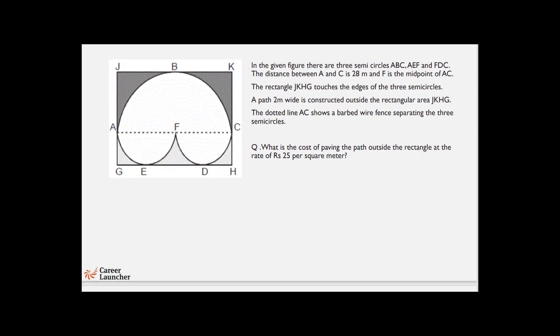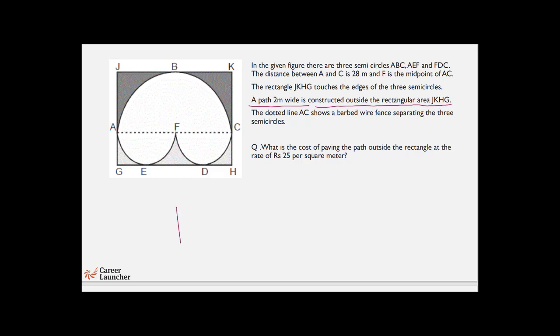What is the cost of paving the path outside the rectangle at the rate of rupees 25 per square meter? So here we have to find out the area of the pathway. As you can see, a path 2 meter wide is constructed outside the rectangular area JKHG.